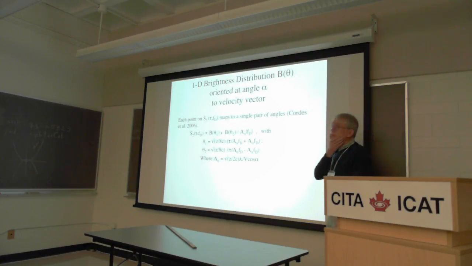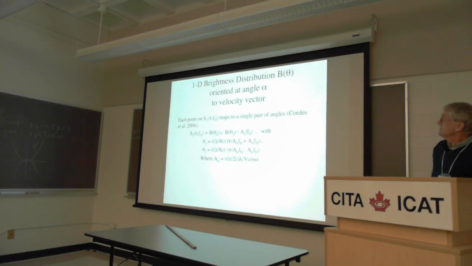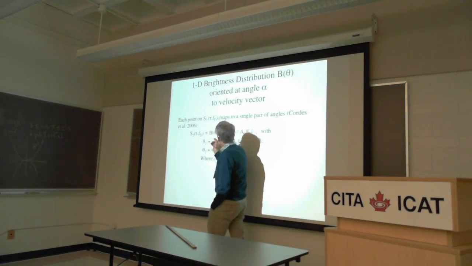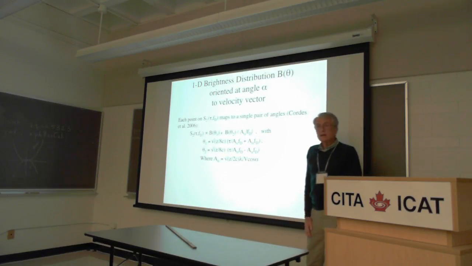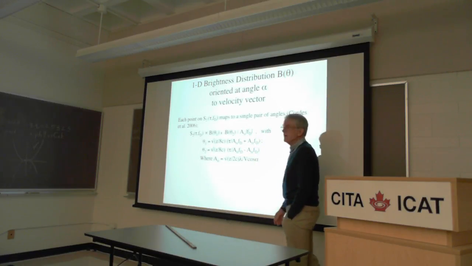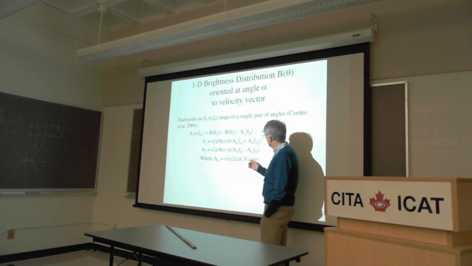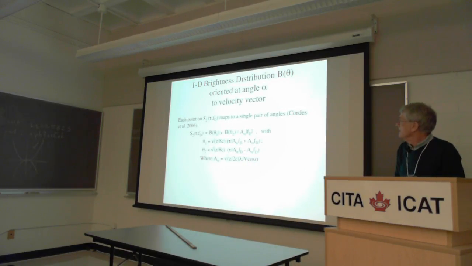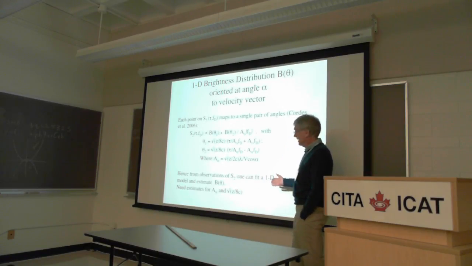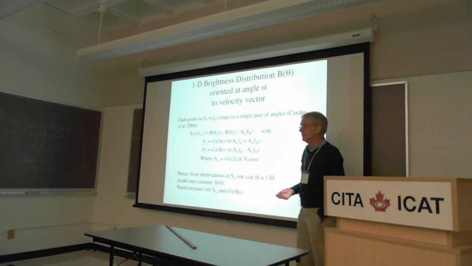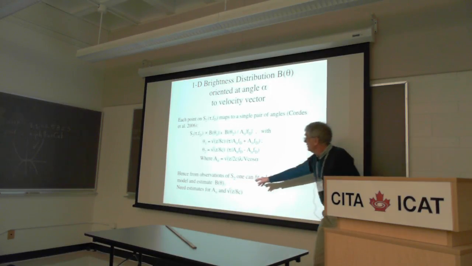If the brightness distribution is one-dimensional and oriented at an angle, alpha, I've called it here, to the velocity vector, then you get a much simpler result. You get that the secondary spectrum is the product of the brightness at the two angles. And the two angles are given uniquely in terms of the delay and Doppler shift for that point you're considering. The curvature parameter has to involve this angle, which I'm calling alpha. So, if you take an observation of the secondary spectrum and you make the bold assumption it's a one-dimensional distribution, then you can simply fit the model and estimate the brightness distribution. Of course, you need these constants.